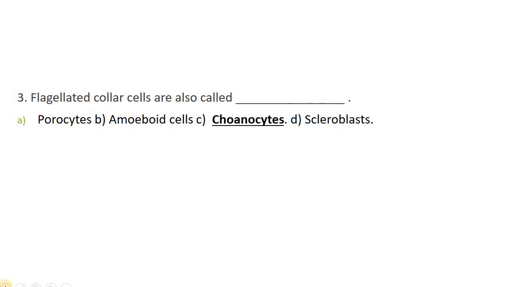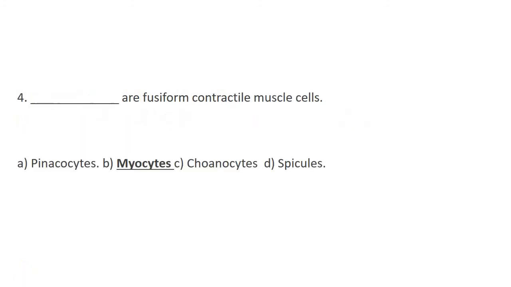Flagellated collar cells are also called choanocytes, not porocytes, amoebocytes, or amoeboid cells. The choanocytes are not scleroblasts. Choanocytes are the flagellated cells. So these choanocytes are found in the choanoderm. Dash are the fusiform contractile cells. So myocytes are the fusiform contractile cells. Pinacocytes is wrong, choanocytes is wrong, spicules is wrong.